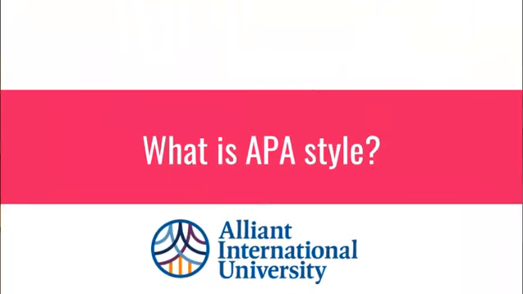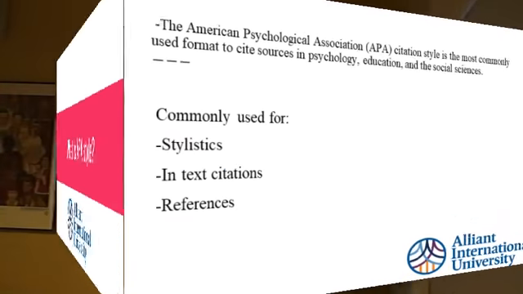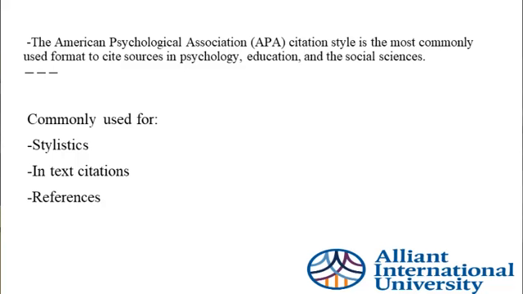So to begin, what is APA style? According to the American Psychological Association, the citation style is the most commonly used format to cite sources in psychology, education, and social sciences. The function of this formatting is primarily for stylistics, in-text citations, and references. So we'll go over examples on those.